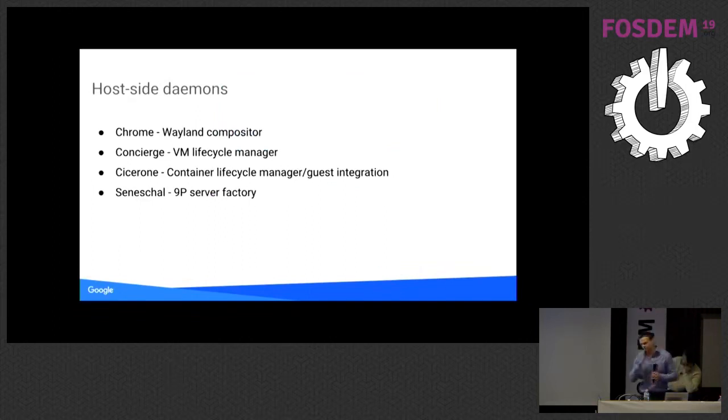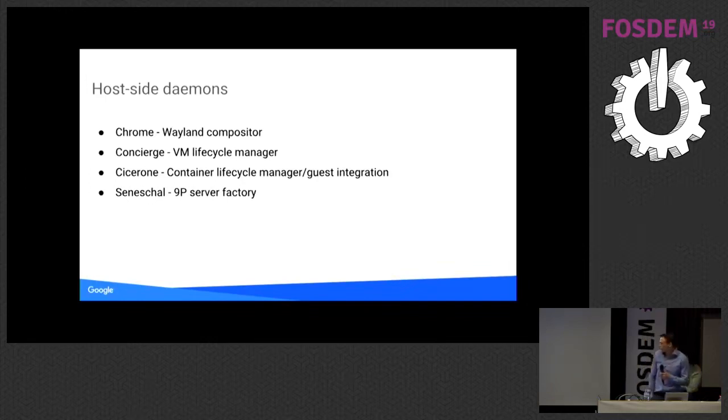And that's great. That's really what we wanted. But in a perfect world, you would never need your guest to access your host, right? You could just keep that hard line there. But we really wanted to integrate things. We wanted to integrate the UI. We wanted to integrate files, sharing, and network. So we had to punch a few holes. And to do that, we added some host-side daemons to ChromeOS to help share things with the VM that we're running.